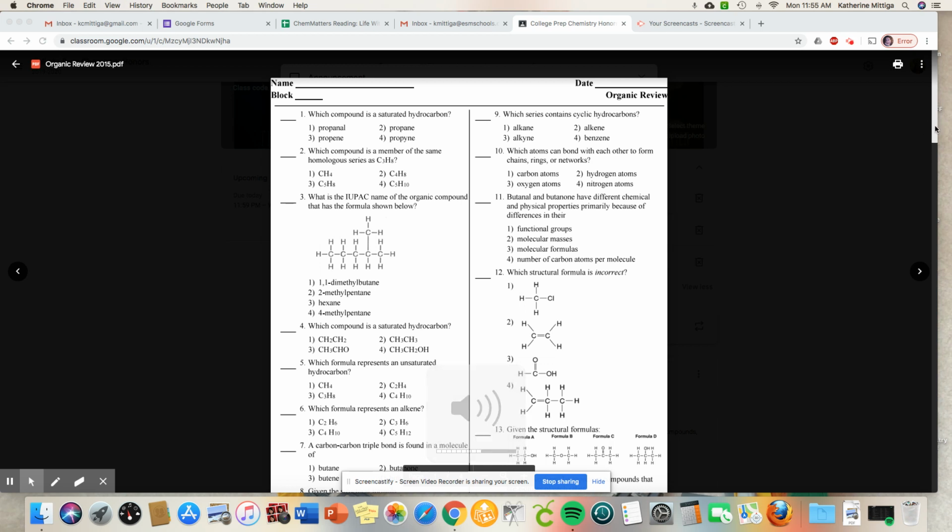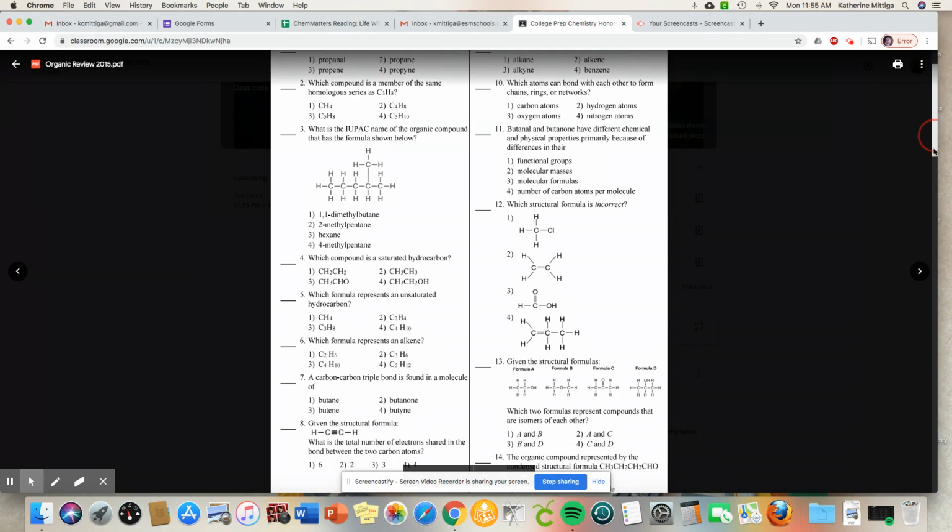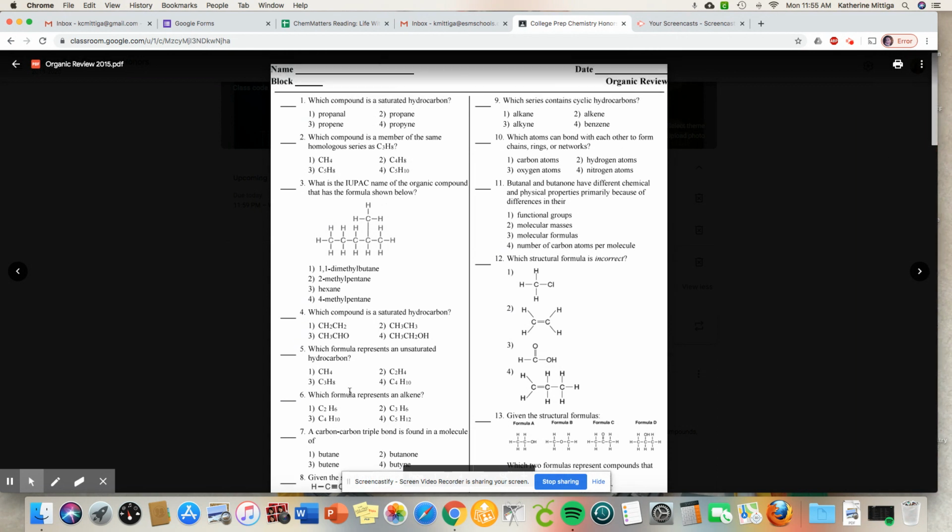All right, so this is the end of the unit review, organic review. Please make sure you have reference tables P, Q, and R available, possibly a scrap sheet of paper to do some drawing if you don't have enough room right here. So let's jump right into it.